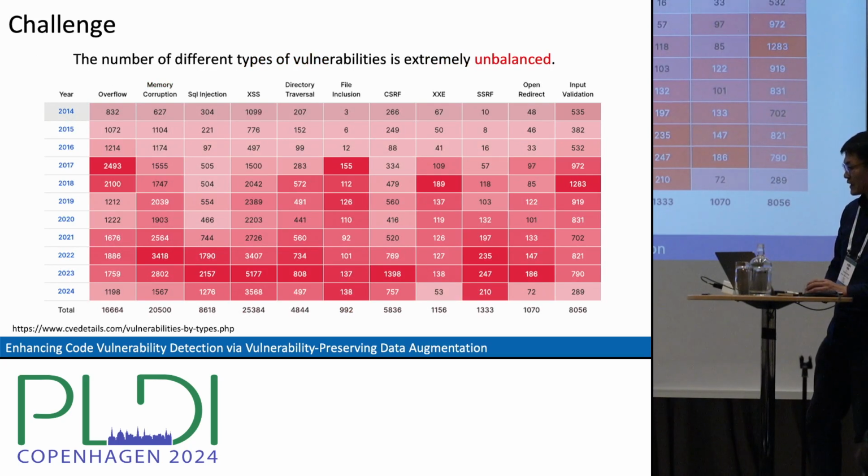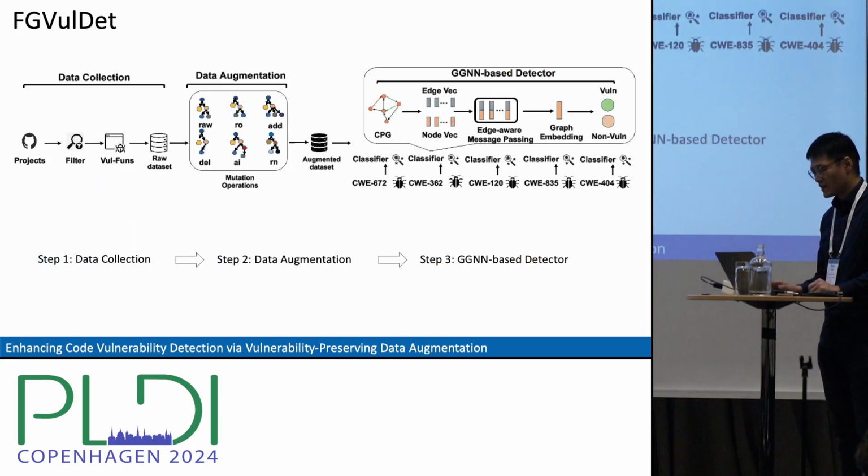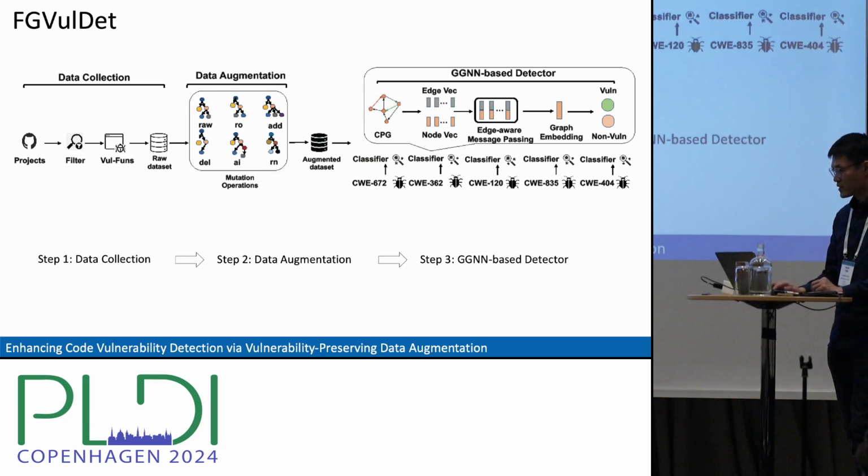By reviewing the existing CVE reports, we observed the different types of vulnerabilities are extremely unbalanced. For example, there are more than 20K CVEs under the category of memory corruption, but there are only around 900 for file inclusion. To address this issue, we proposed FG-VulDet, consisting of 3 sequential parts. The first part is the data collection, the second is the vulnerability preserving data augmentation, and the third part is the edge-aware GGNN construction.